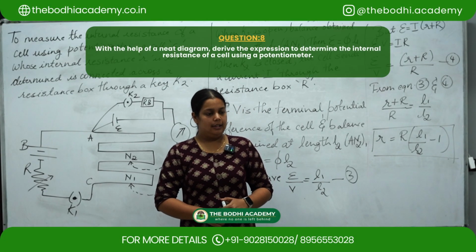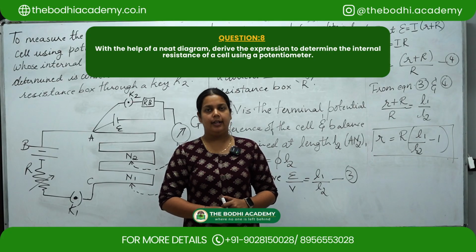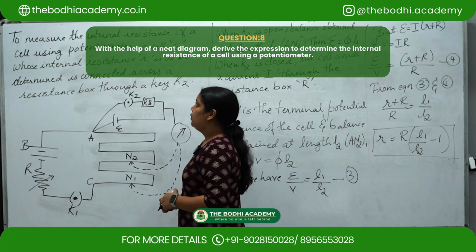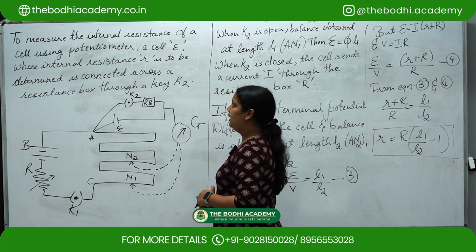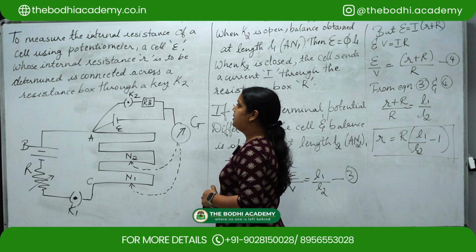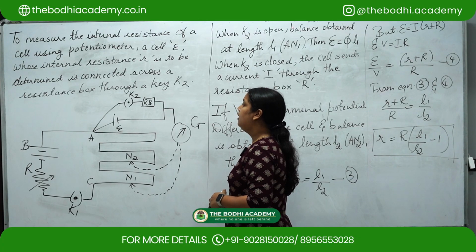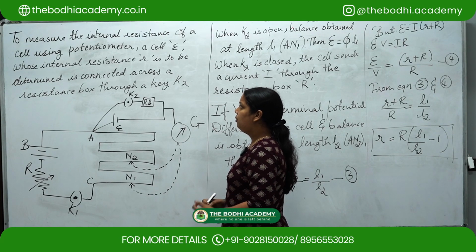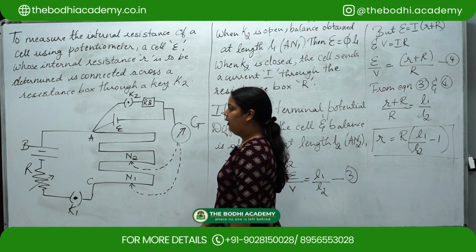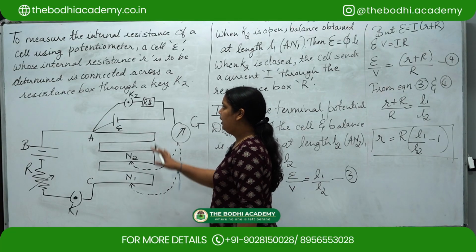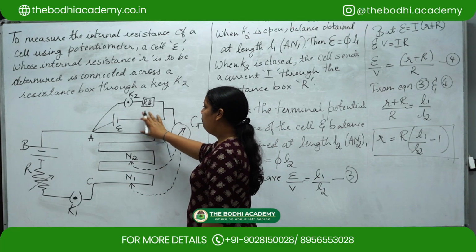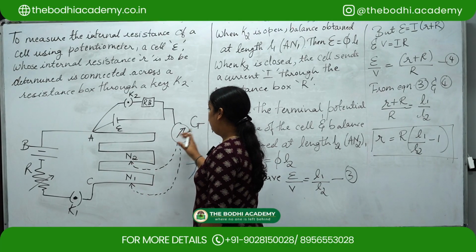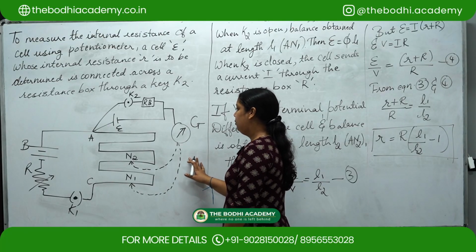With the help of a neat diagram, derive the expression to find the internal resistance of a cell using a potentiometer. So, to measure the internal resistance of a cell using a potentiometer, a cell epsilon whose internal resistance r is to be determined is connected across a resistance box through a key K2. So we have a diagram of a potentiometer having K1 and K2, and a resistance, a cell of emf epsilon, and it is connected to a galvanometer.